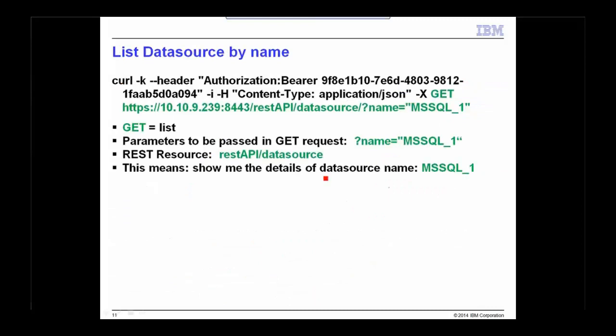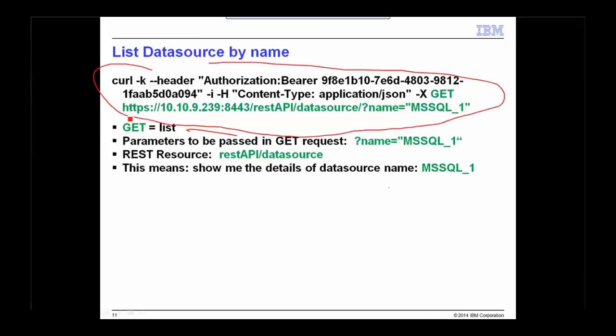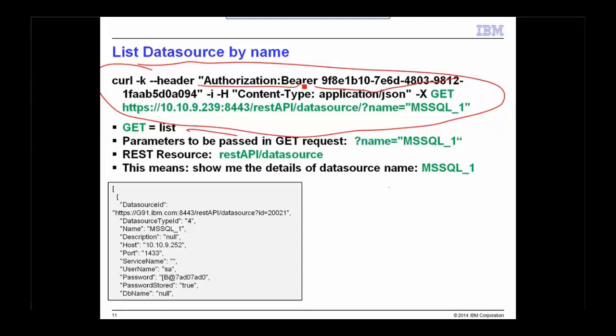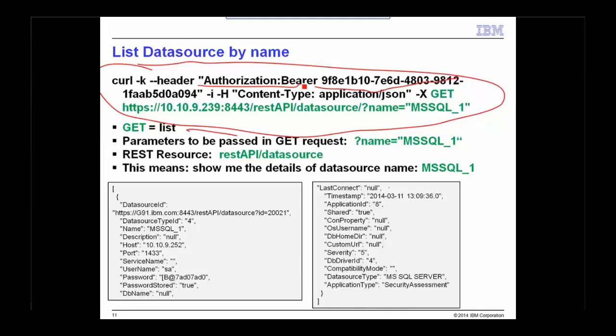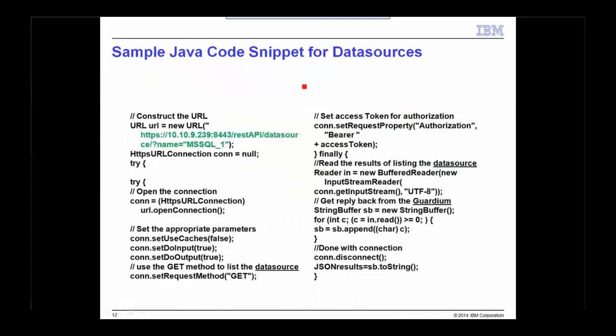Here's an example using curl of getting a list. So I'm doing the list, and here's the specific curl statement that you would use. Notice that my access token is right here. That's what you see with authorization bearer. And here's the structure of what would come back. It's that JSON object that would come back.